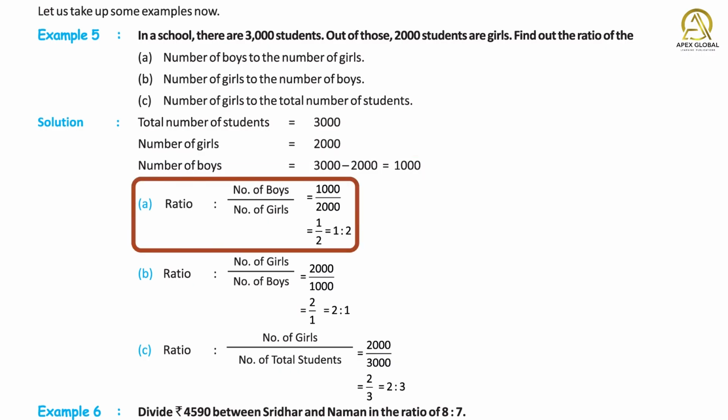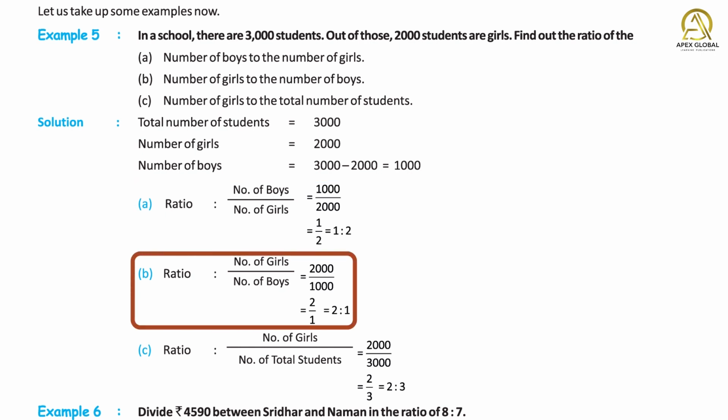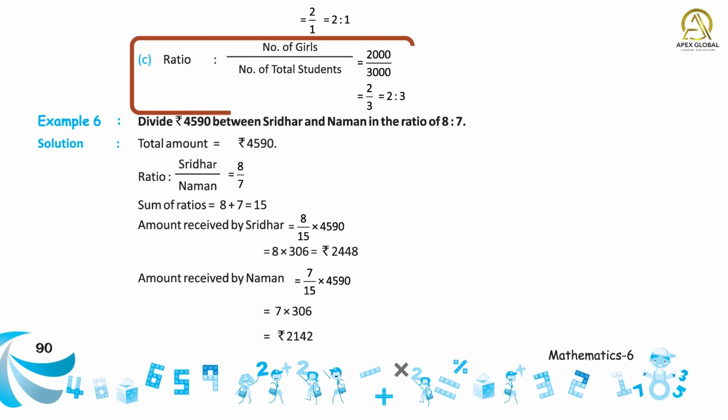A. Ratio, number of boys upon number of girls equals 1,000 upon 2,000 equals 1 upon 2 equals 1:2. B. Ratio, number of girls upon number of boys equals 2,000 upon 1,000 equals 2 upon 1 equals 2:1. C. Ratio, number of girls upon number of total students equals 2,000 upon 3,000 equals 2 upon 3 equals 2:3.